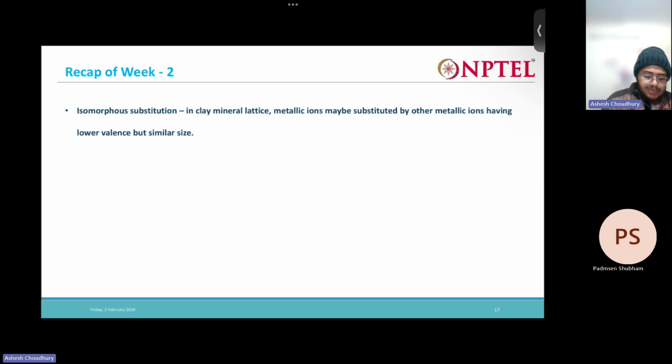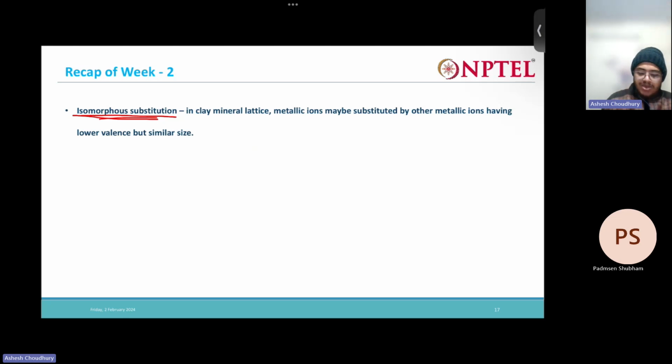So one more topic is this isomorphous substitution. You might hear this term. So what is isomorphous substitution? In clay mineral lattice, metallic ions may be substituted by other metallic ions having lower valence but similar size. This is known as isomorphous substitution.